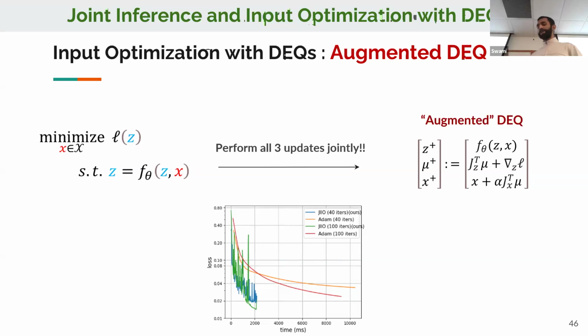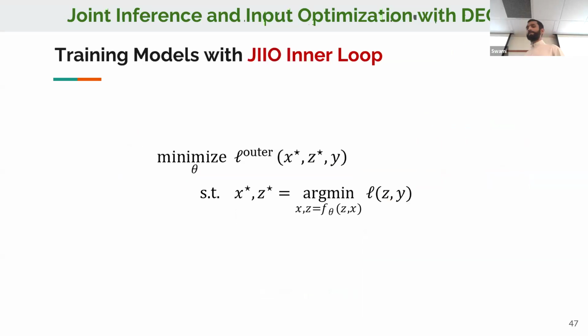And the resulting speedups now allow us to train a model with this joint optimization procedure as the inner loop within the training problem, where the outer problem might be some objective on some training examples, and the inner problem, which is expressed as the constraint here, would be the joint optimization problem that we just described.